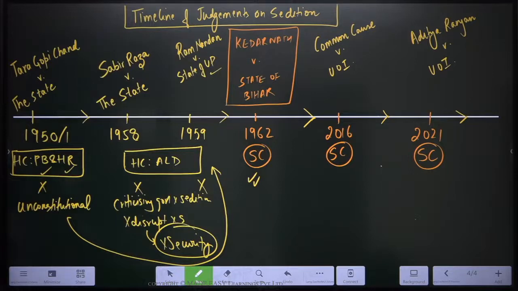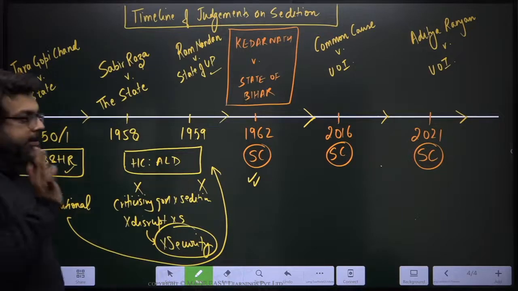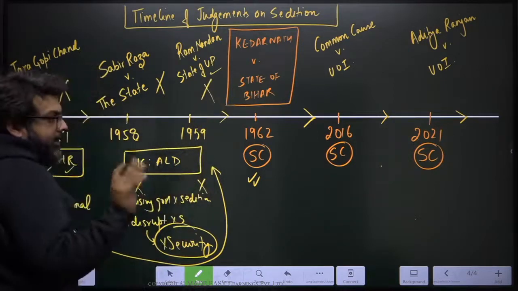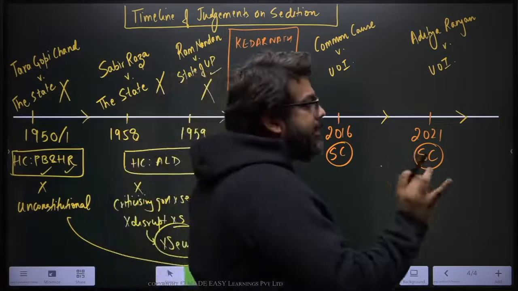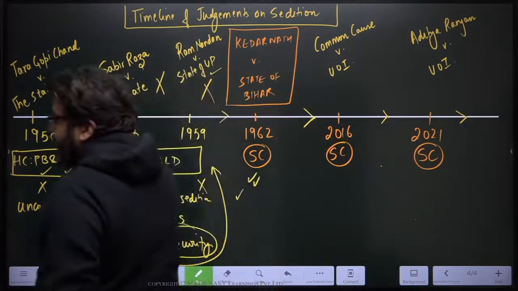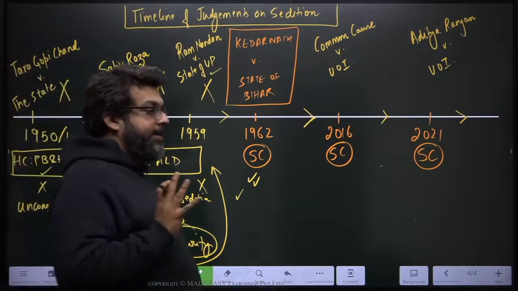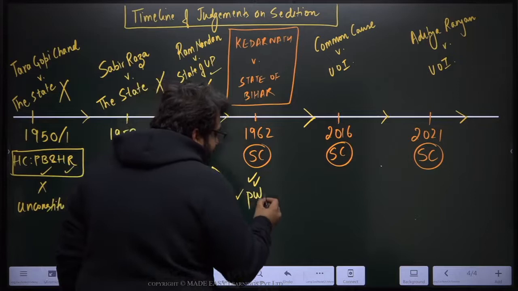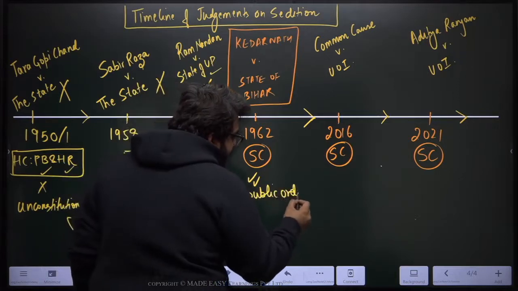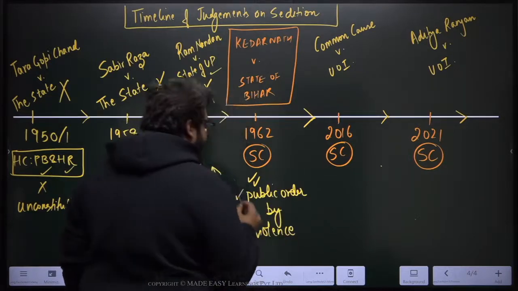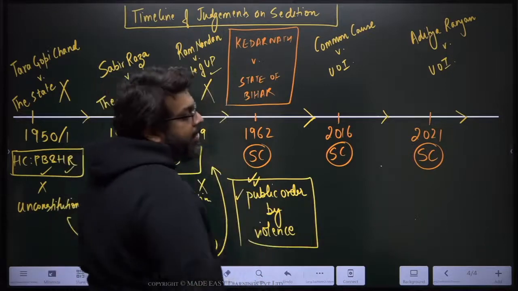Now, in this, the Supreme Court firstly overruled this case and this case and this case. Supreme Court said, sedition is perfectly constitutional. The only thing is, it will only be sedition if it leads to a violent act. If violation of public order or distortion of public order happens by violence, and that is because of a speech or anything anybody has given, only then will it be seditious.